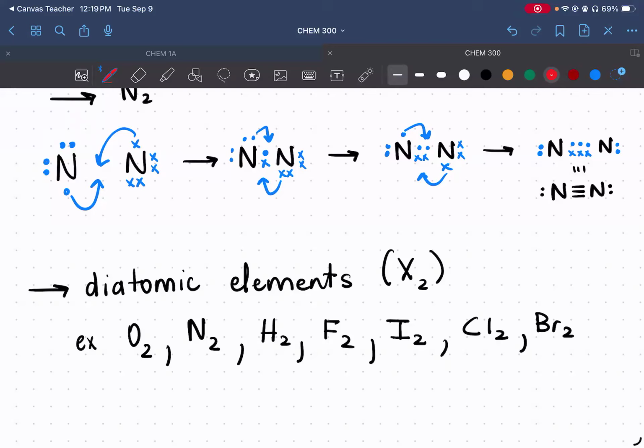I want to be clear on something. This is how they exist in nature. The covalent bonding that takes place is so easy that you will never find oxygen just floating around. It will always be O2. You will never find just a nitrogen floating around. It will always be N2.